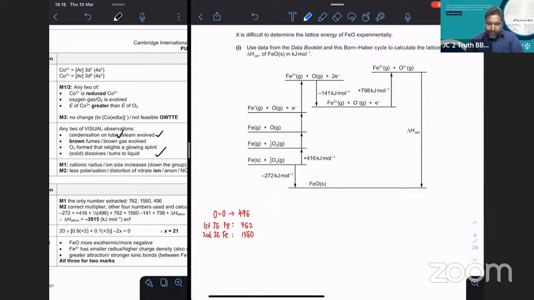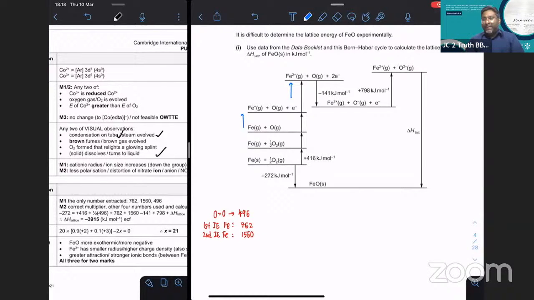What is the information required? You need to know the bond energy to break the O=O bond in O2, so that we can use that information for the atomization of oxygen. And then we also need information: whenever you see Fe changing into Fe+, and then after that Fe2+, it means this is going to be the first ionization energy and second ionization energy. All these are available in the data booklet.